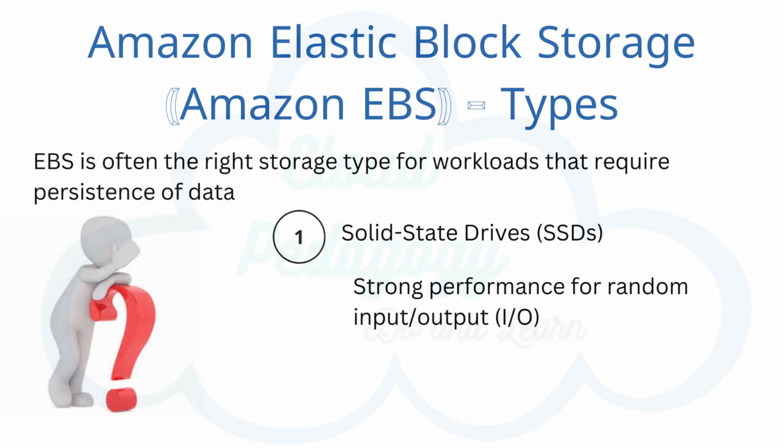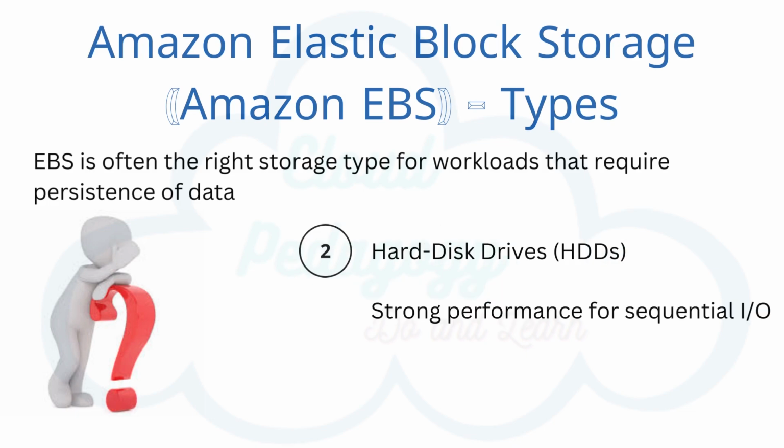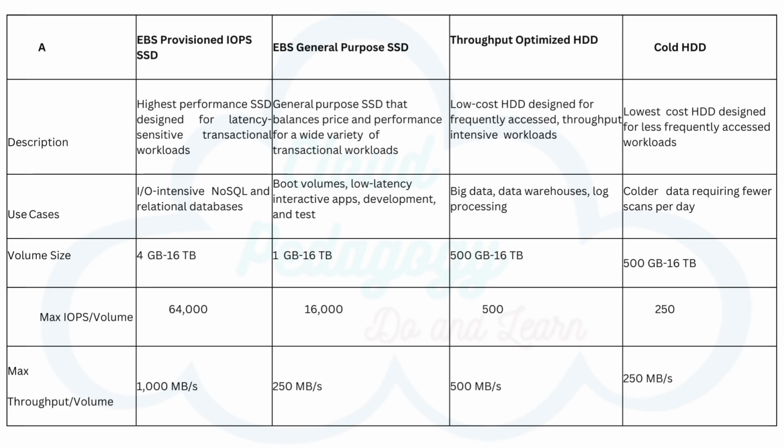SSDs provide storage performance for random input-output, which is I/O, while HDDs provide strong performance for sequential I/O. AWS offers two types of each. You can see the chart that helps you decide which EBS volume is the right option for your workload. We won't be learning more about both of these types right now. It's good to know anyway.